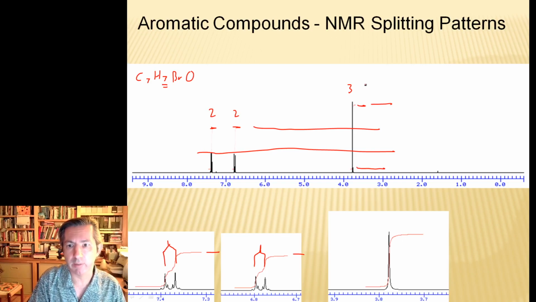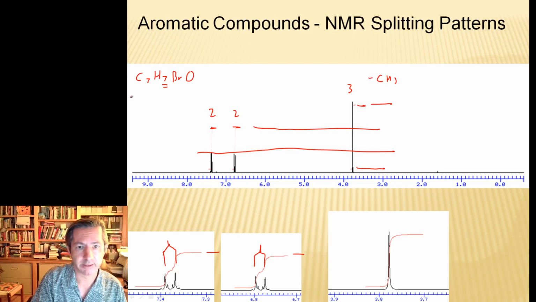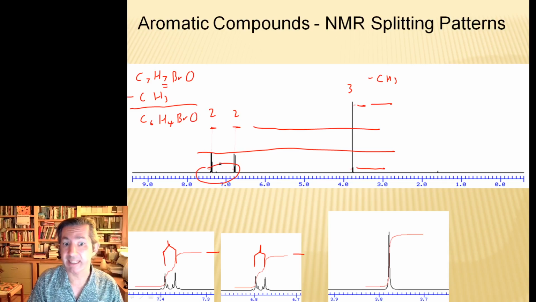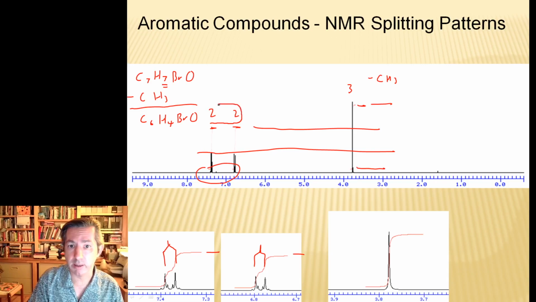And so we can start doing a little bit of puzzle piece making here. So this guy has to be a CH3 group. That's a good choice there. So CH3. And we have a benzene ring. That takes care of 6 of your carbons, and in this case 4 of the hydrogens. So C6H4. And that just leaves a bromine and an oxygen.